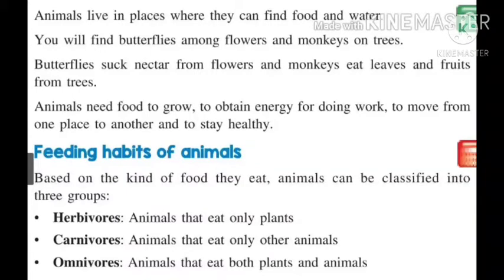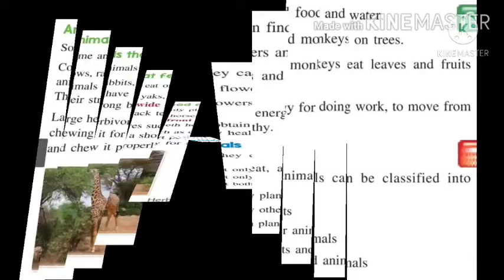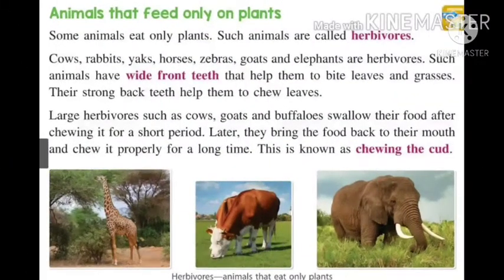Who are herbivores? Animals that eat only plants. The animals that eat only plants are herbivores. Carnivores, animals that eat only other animals. Those who eat only the flesh of other animals are carnivores. And who are omnivores? Animals that eat both plants and animals. So they are omnivores.